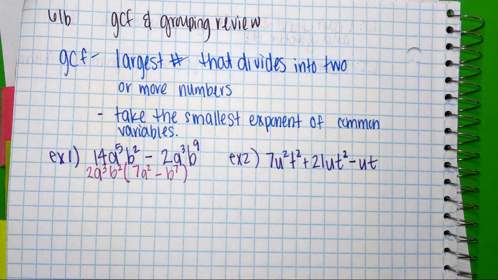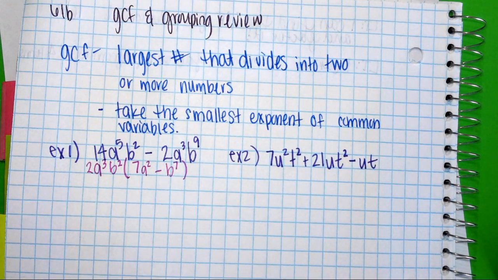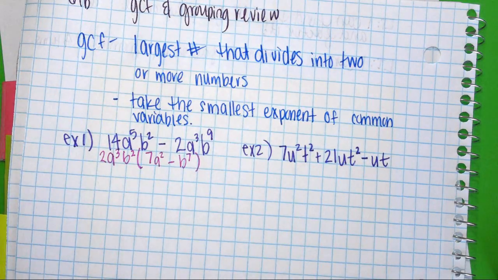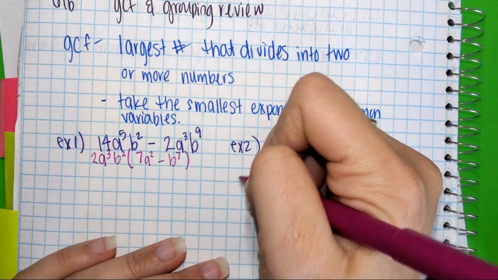Alright, so first we need to find the biggest number that divides into all three terms. Is there a number that goes into 7, 21, and 1? 1. So we don't have to worry about that, do we? Nope. 7. Alright, now do we have common variables? Okay, so what do I divide out? What is the GCF of this polynomial? UT. Awesome. Take a point.